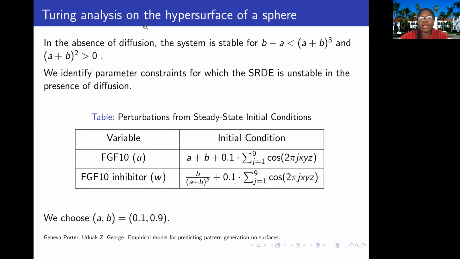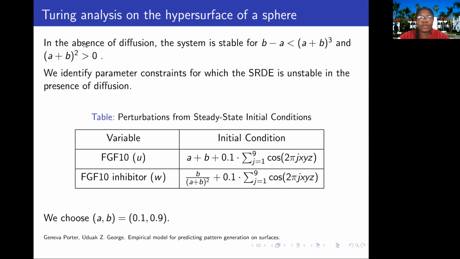Now, with Turing analysis, we are doing this on the hypersurface of a sphere in order for us to be able, first of all, when we started, to check if our results are correct, compare them to known results on the sphere, and then validate the model, verify that the model is developed correctly and the numerics has been done correctly before we go on to looking at the surface of the lungs.